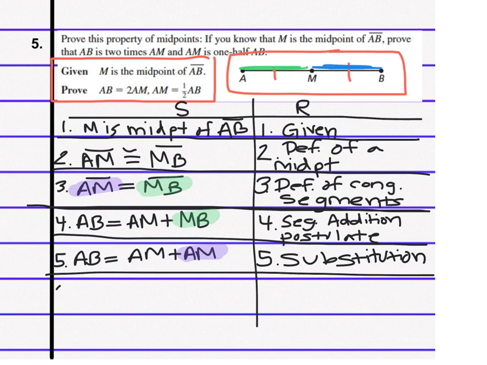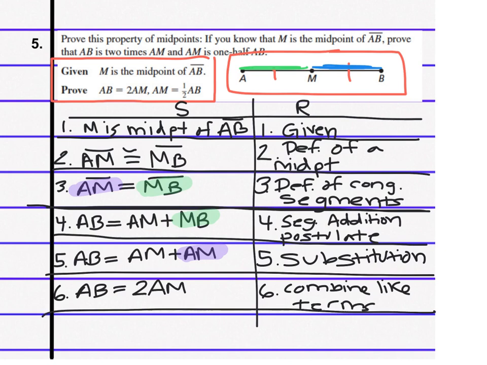Now I can go ahead and say AB equals 2AM. So instead of writing AM plus AM, I said 2AM. All I did was combine like terms. I just wrote AM plus AM as 2AM. Like x plus x, you write it as 2x. So I've proven this part. All right, now I can also prove that AB equals 1/2, oops, nope, I just wrote that wrong, sorry.